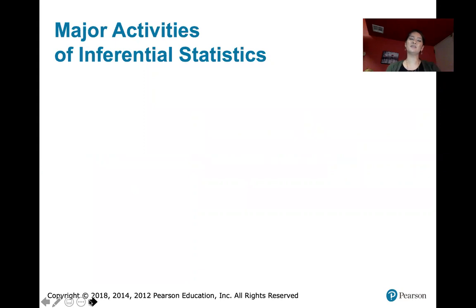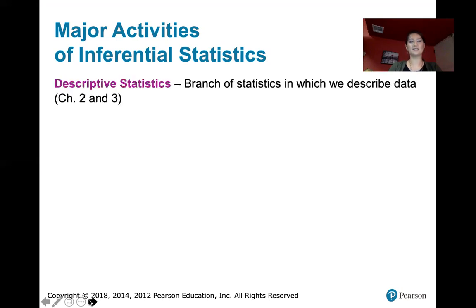Now, chapter 7 is the beginning of what's called inferential statistics. And this is a little bit different from descriptive statistics, which we studied at the very beginning of our course. So let me define those 2 terms for you and then talk about the major activities of inferential statistics. So descriptive statistics, this is what we did in chapters 2 and 3. This is the branch of statistics in which we describe data.